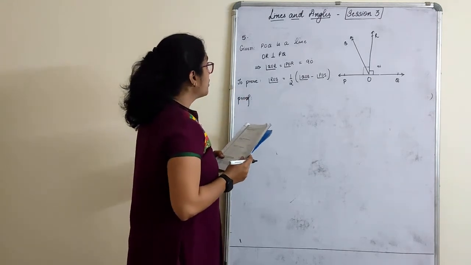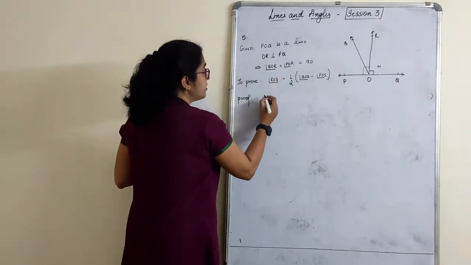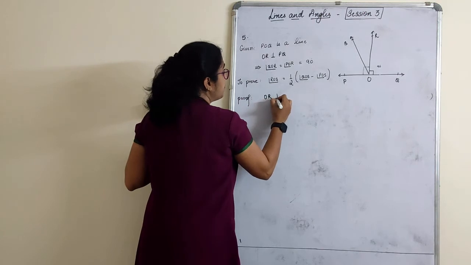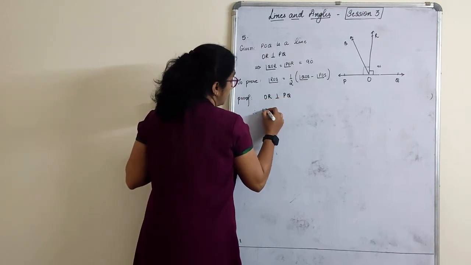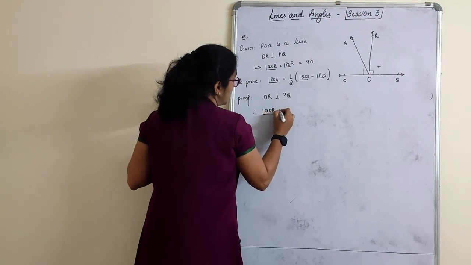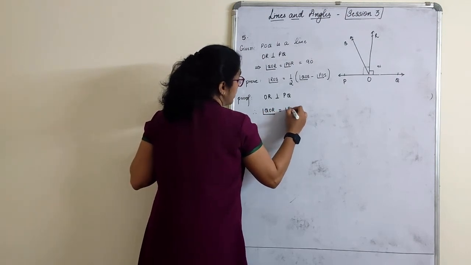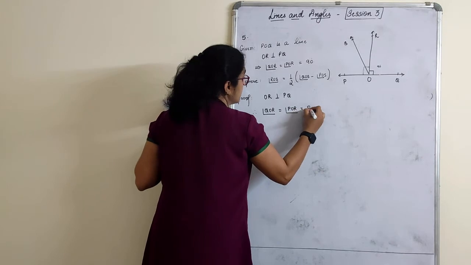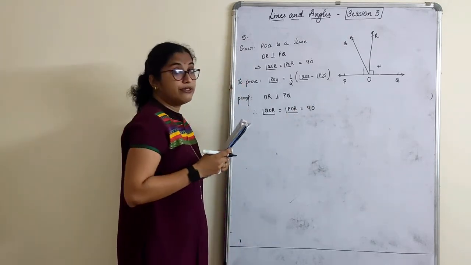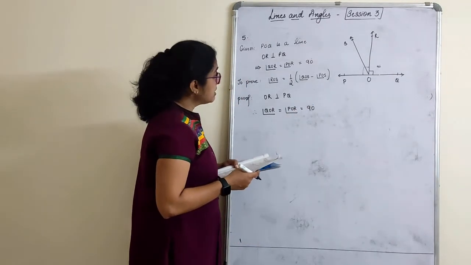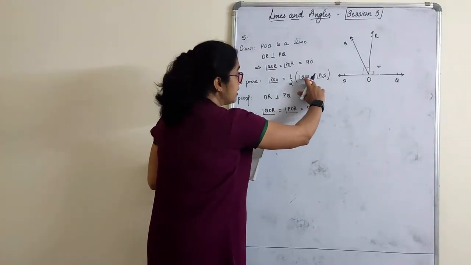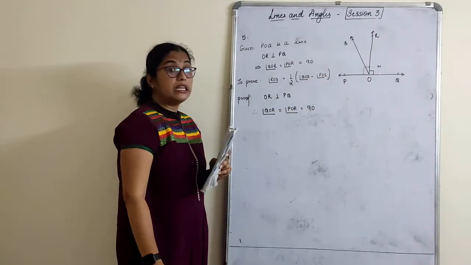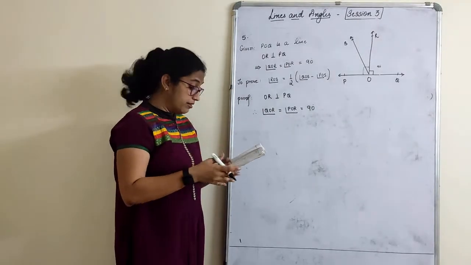So in the proof, what will we start with? We will start first with this only. OR perpendicular to PQ. Therefore, angle QOR is equal to angle POR is equal to 90. Now just see which angles you require. You require angle QOS, you require angle POS. Let us start with that only.